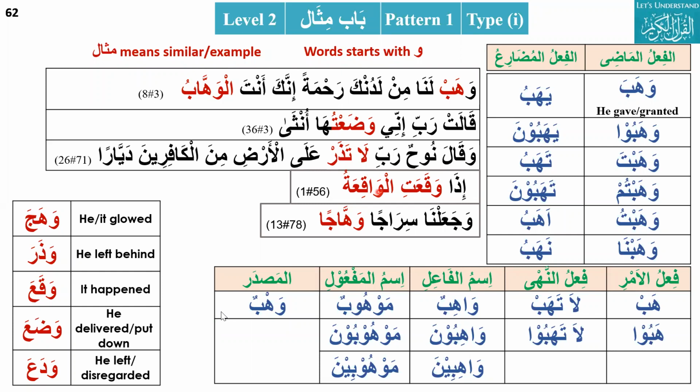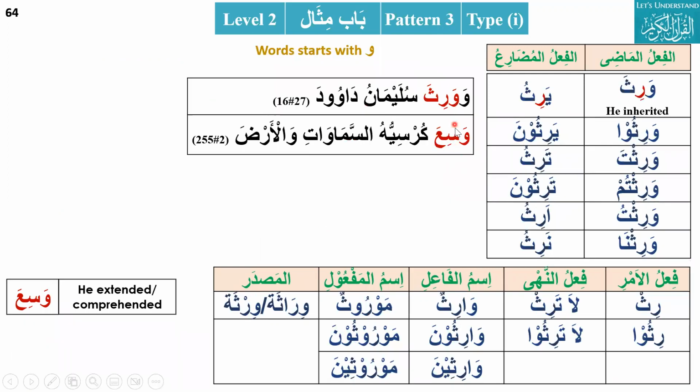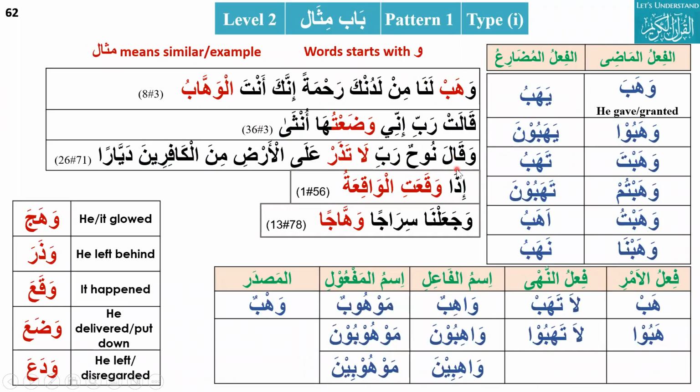He left behind. Okay, so let us take one ayah from here so that we can apply it. I would ask Daniel. Daniel, can you please take this one? We will first recite it, and then we will go word by word. Go ahead. أعوذ بالله من الشيطان الرجيم، بسم الله الرحمن الرحيم، وقال نوح رب لا تذر على الأرض من الكافرين ديارا. And he said, Nuh, oh my Lord, do not leave behind upon the earth from the disbelievers any inhabitant. Dayara: habitant, occupant, or resident.